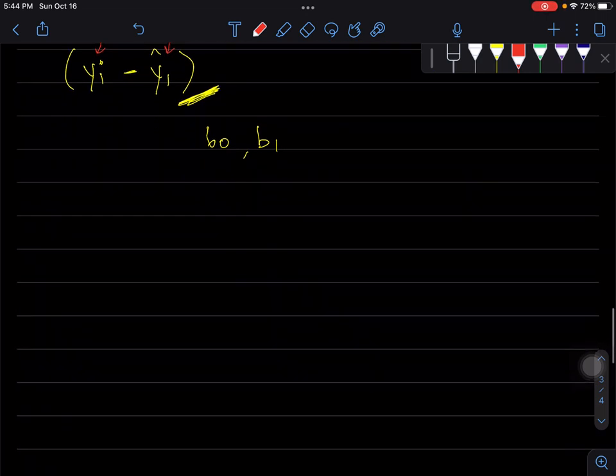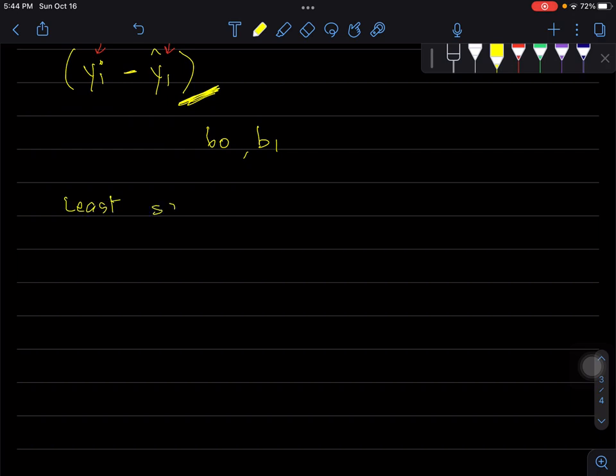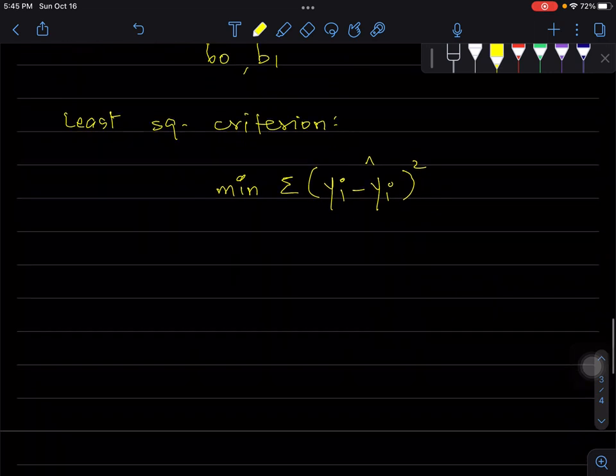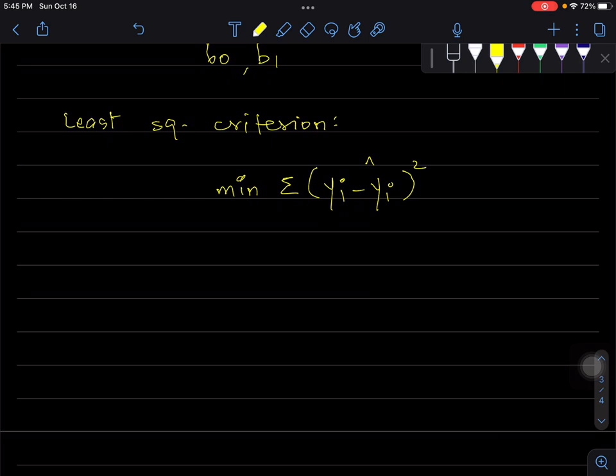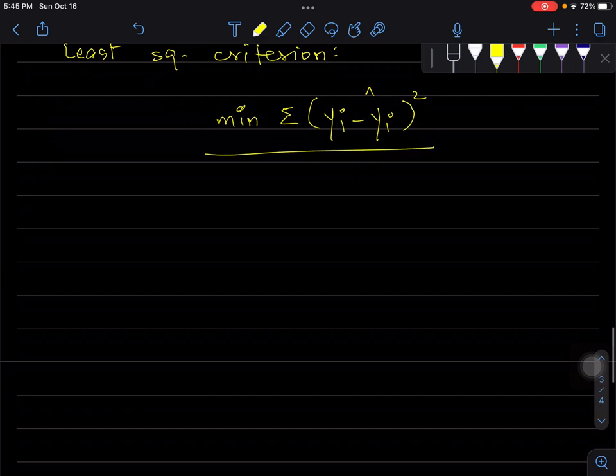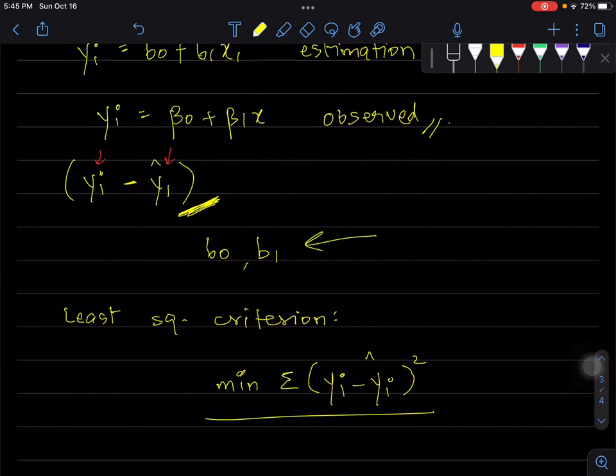So what I just said can be put into an equation. Basically the least squares criterion is minimizing the summation of differences between yi and yi hat, squared. Here yi is the observed value of the dependent variable for the ith observation, and yi hat is the estimated value of the dependent variable y for the ith observation. From here, we can do some math to find the values of b0 and b1. That is what we were trying to do here for now.